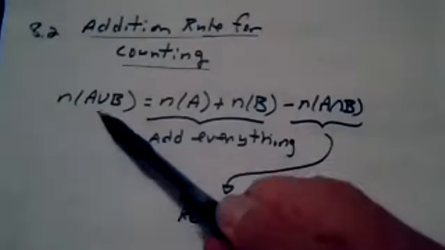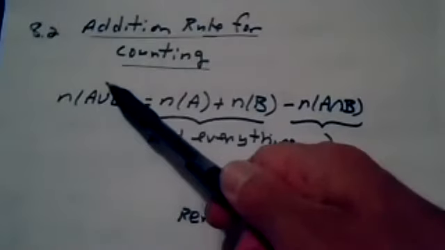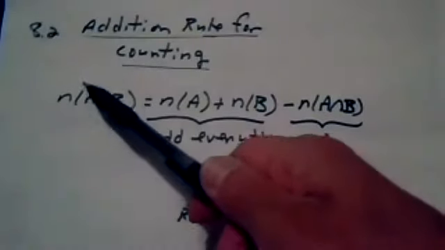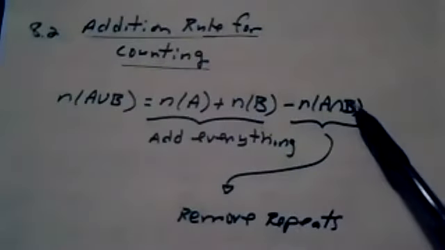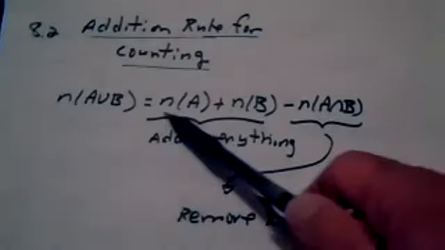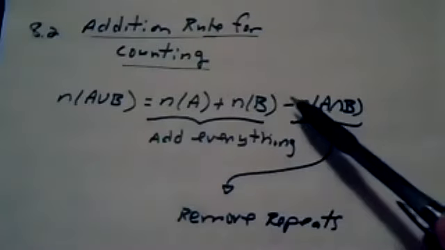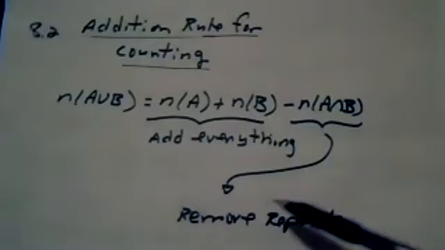This symbol, when you see this U, the union, it's like an "or." So how many are in A or B or both? A or B or both. This means both. So you add everything, and then you subtract the repeats.